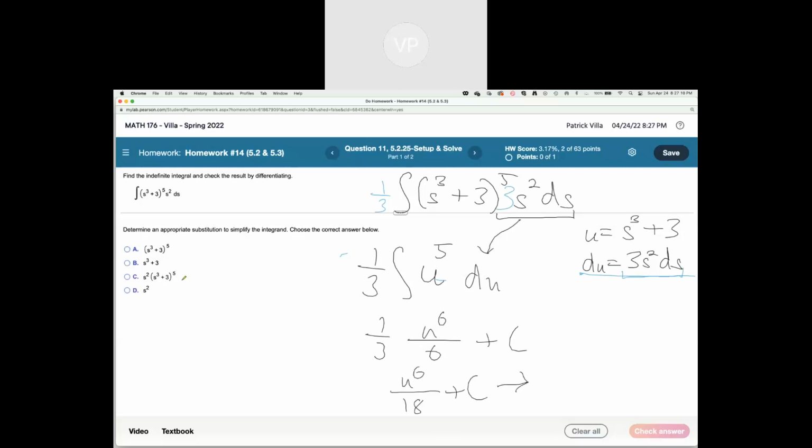And of course, your final part, make sure you resubstitute back, because if this problem began as an S, you need to give the final answer as an S. So, oh, this one's good. It's even a multiple choice.